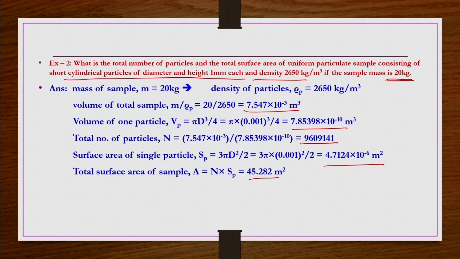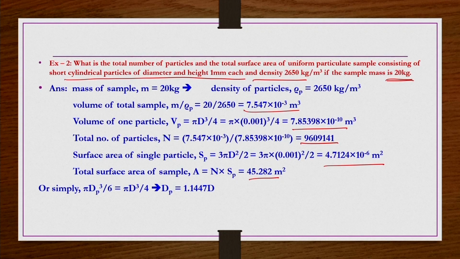Similarly, if you do not want to calculate the total number of particles, but want to calculate the total surface area directly, then you can use the equation A equals 6 m by pi s rho p dp directly to get that information, but pi s is required. That for short cylinders we have already calculated as 0.874. How we get dp we need to know.